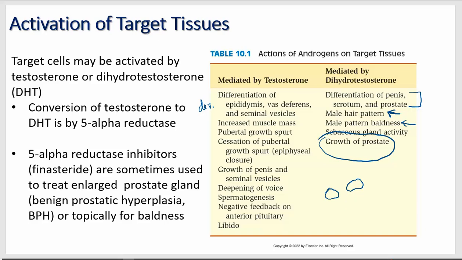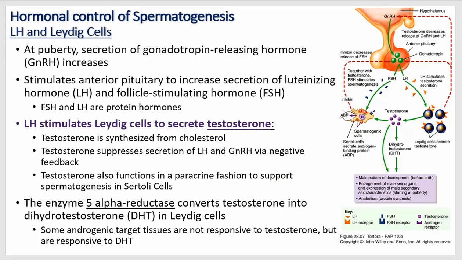And so that's one of the big reasons why we need to remember this enzyme, 5-alpha reductase, because the inhibitors are sometimes used to treat the prostate gland. The 5-alpha reductase inhibitors, finasteride is the most common, can also be used in a topical way to apply to the scalp. Men do this to prevent hair loss. So pretty common.